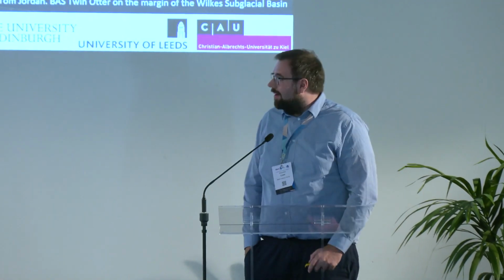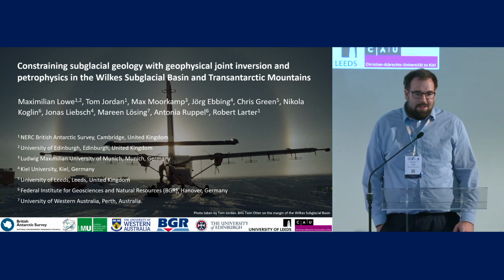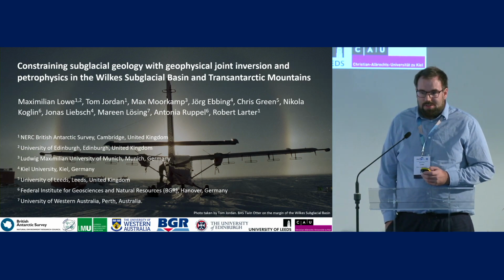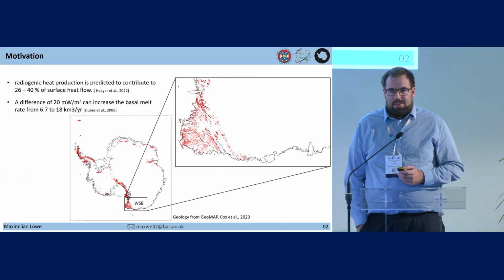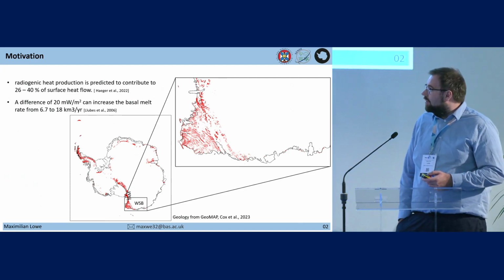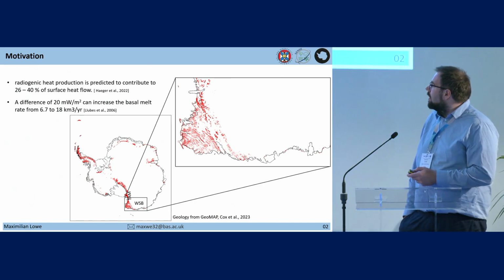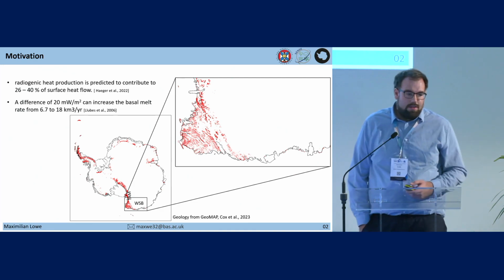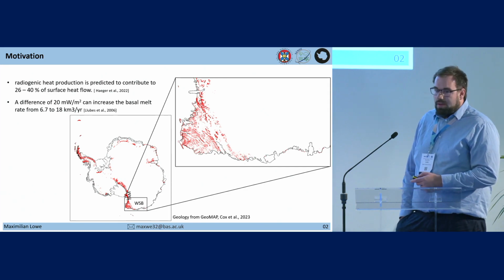Yes, thank you. I'm talking about subglacial geology and how we can maybe infer more information on it with potential field inversion. Starting out, direct information on subglacial geology in Antarctica is limited to ice-free areas along the coast and high mountain ranges where we can directly go and look at the rocks, but most of it is hidden beneath the thick ice sheet.